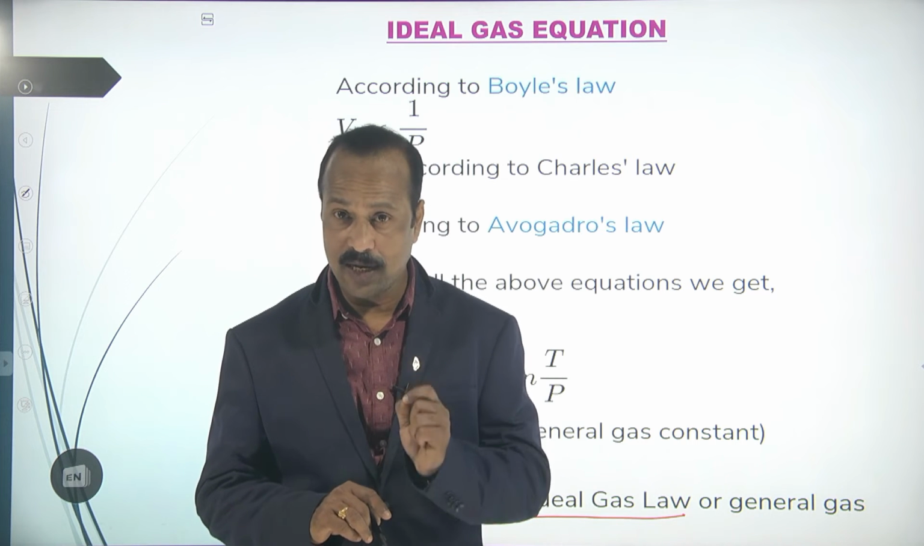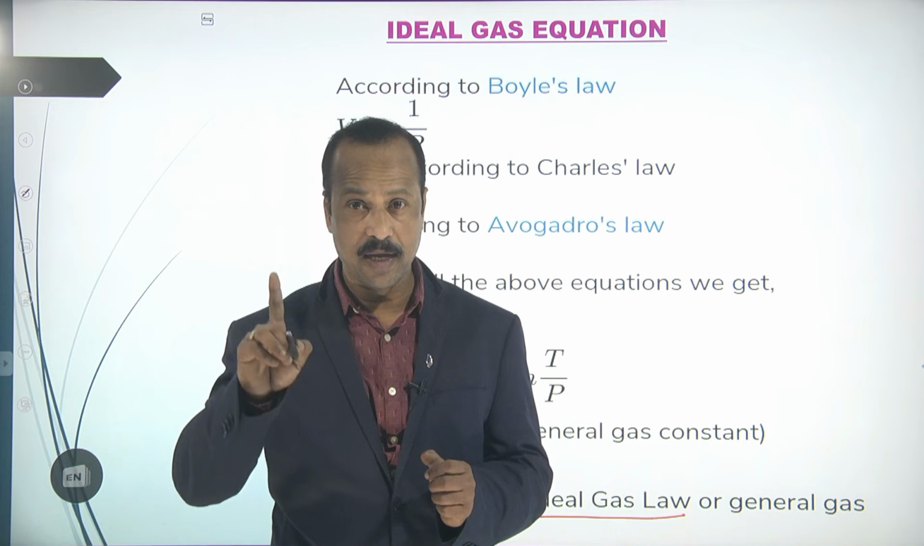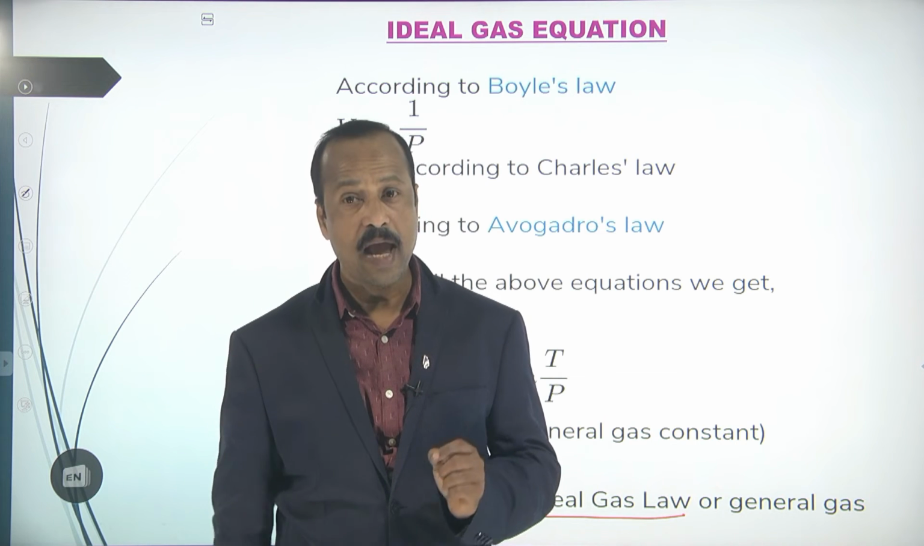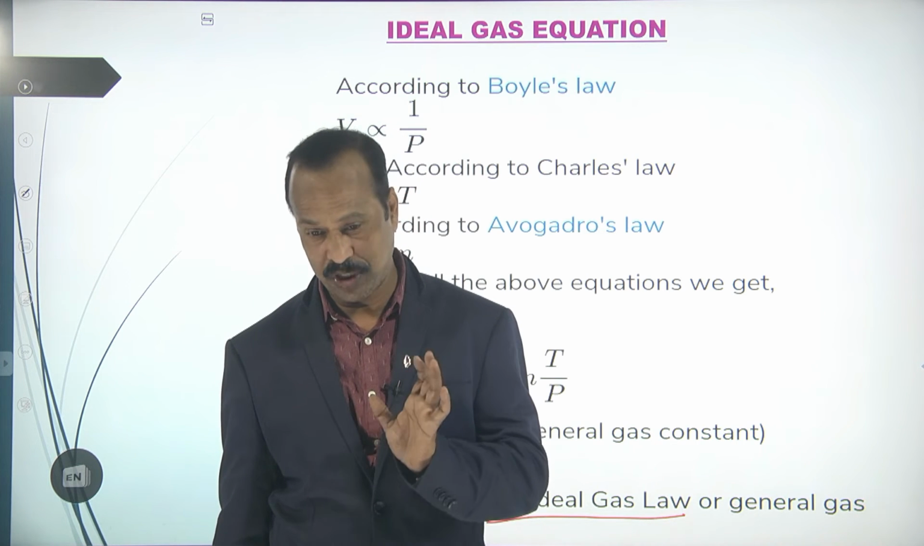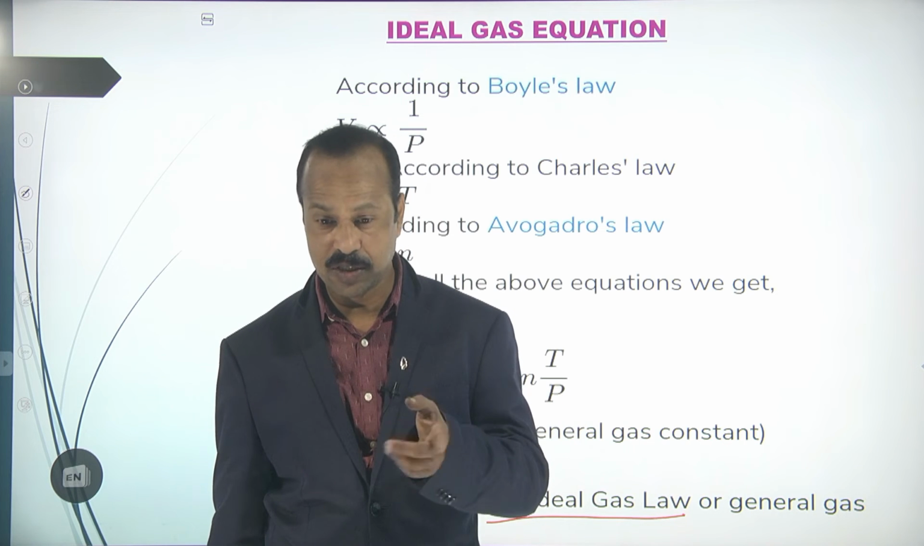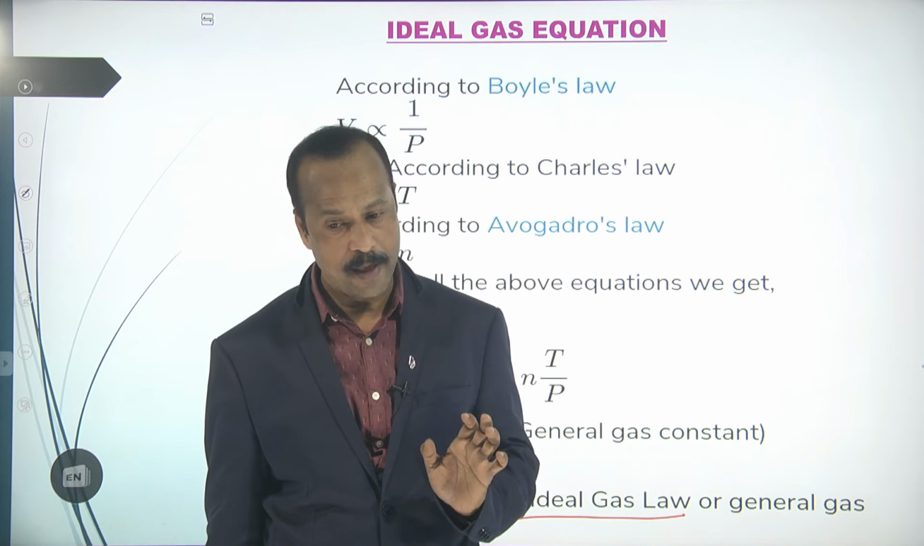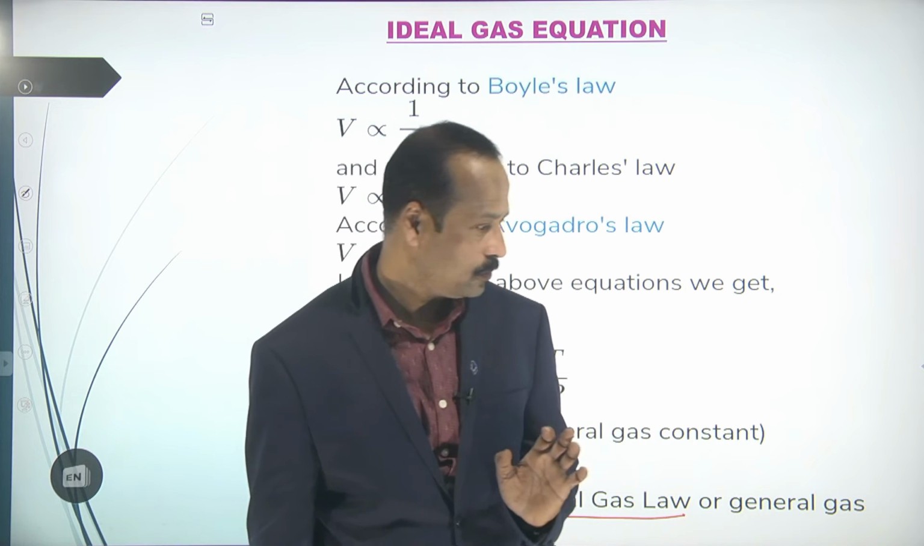And based on this equation, in the main IIT mains, at least you will get 3 to 4 questions in chemistry, and 2 to 3 questions from physics also. So that's why it's a very, very important law. Is this clear to you?